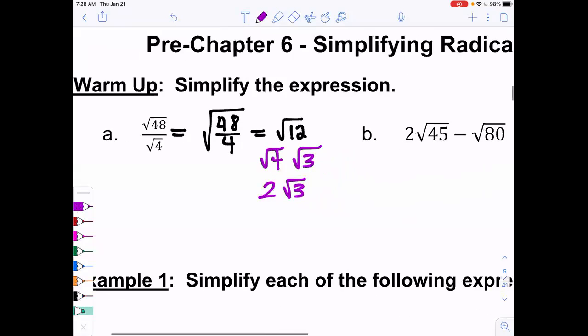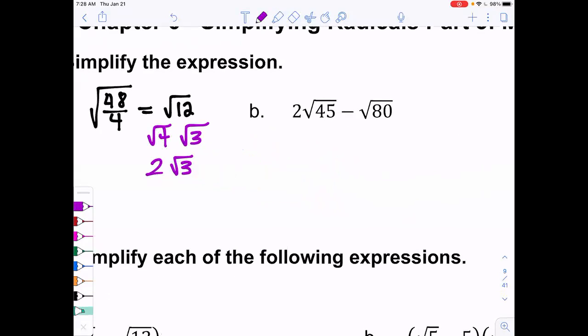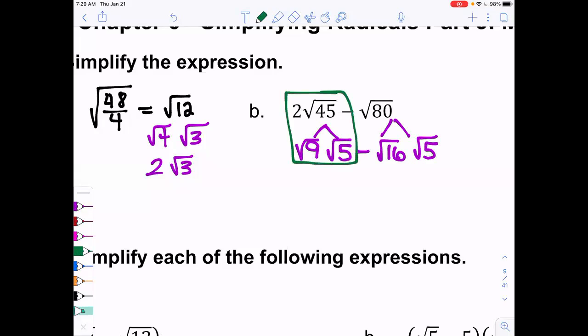So part B, we have 2 root 45 minus root 80. Ava, what'd you do with that one? So I broke 45 down into the square root of 9 and 5. And then how about 80? Yeah. Remember, you want the largest perfect square that goes into a number. So Ava, when you simplify this part, what do you get?